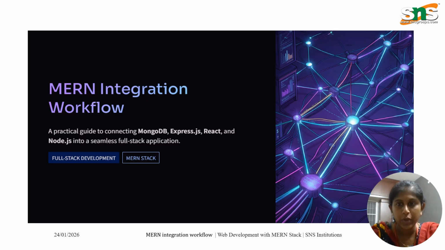This slide gives you an overview of the MERN integration workflow. A MERN application combines four technologies: MongoDB for storing data, Express.js for backend APIs, React for front-end user interfaces, and Node.js as a server runtime. The integration workflow means connecting all these technologies together smoothly. The front-end sends the requests, the backend processes them, and MongoDB stores or retrieves data. This architecture is widely used because it is fast, scalable and uses JavaScript throughout the entire application.